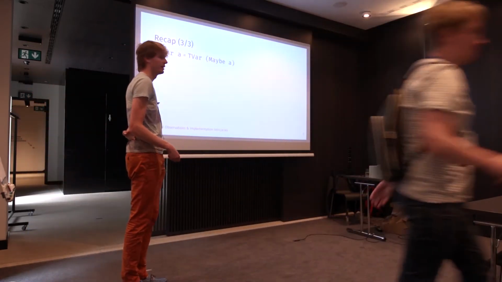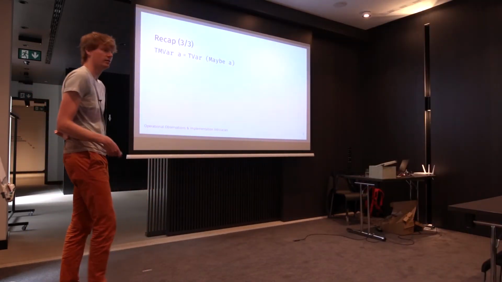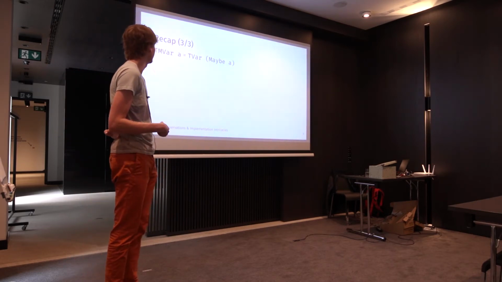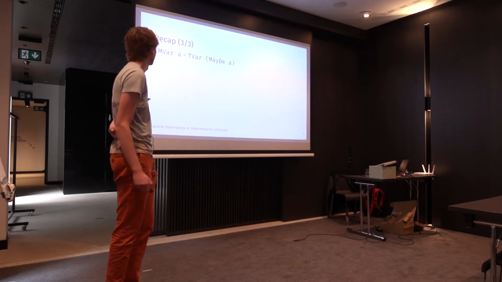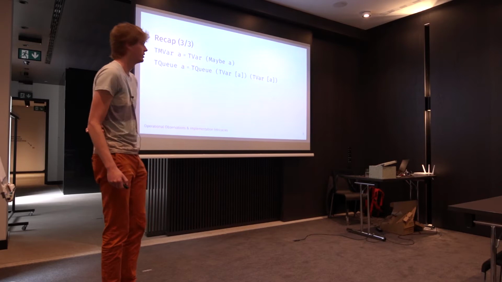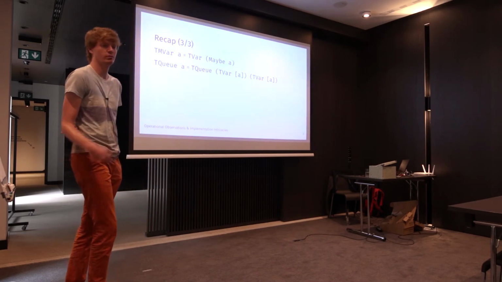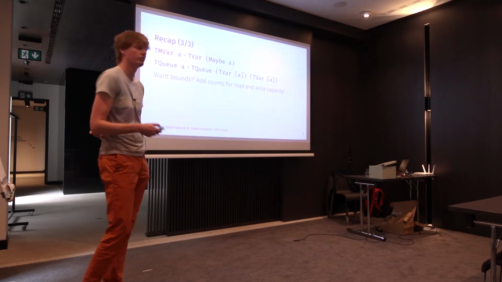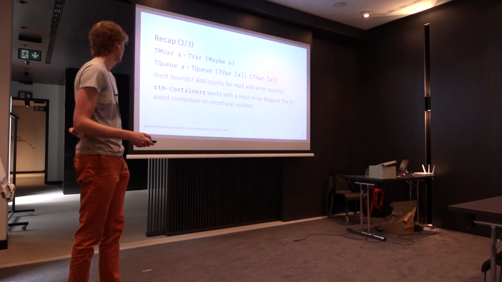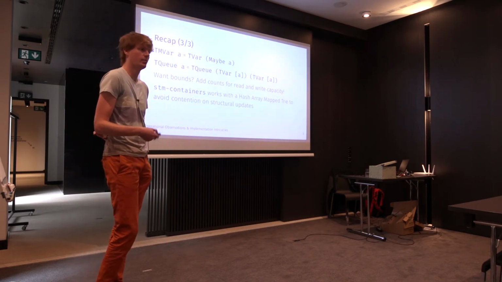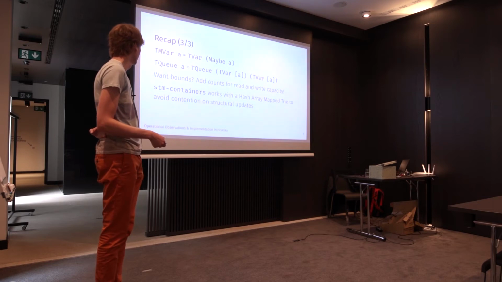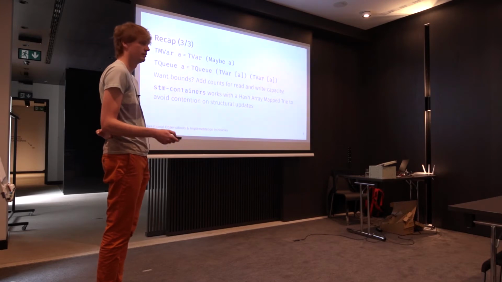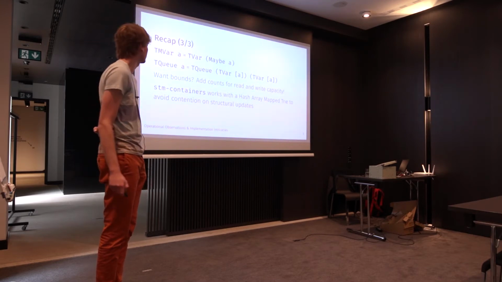And you can use this for blocking operations in your transactions. All right, that was Monday, and yesterday we took STM TVars as a building block for other things. So we can create TMVars in this way. You can create queues using two lists of TVars, one for the read end and one for the write end. You can add counts for read and write capacity if you want a bounded queue. And we also saw how STM containers work and what problems they solve, in order to avoid contention on hash map updates. All right, so that's what we did so far.